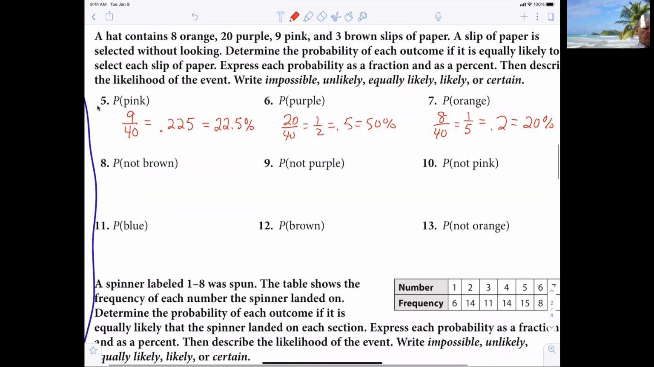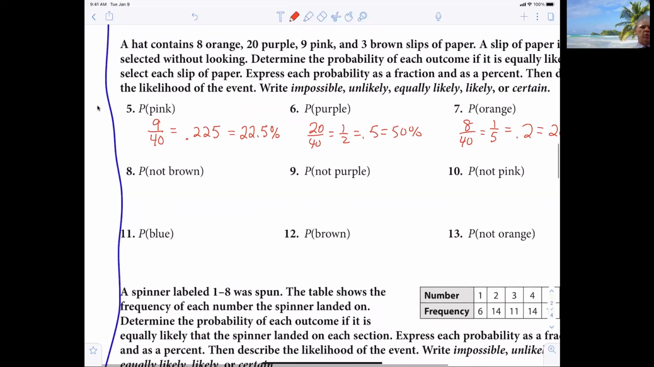All right. Number 8. What's the probability that we don't get a brown? Cole. 37 out of 40. Tell me what decimal that is. You can divide that one. 0.92. 0 point what? 925, which is 92.5%. Thank you.